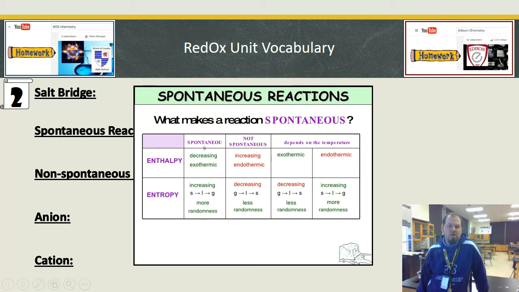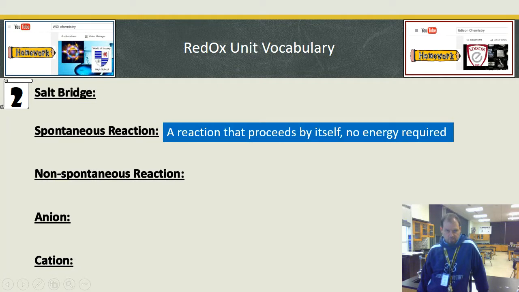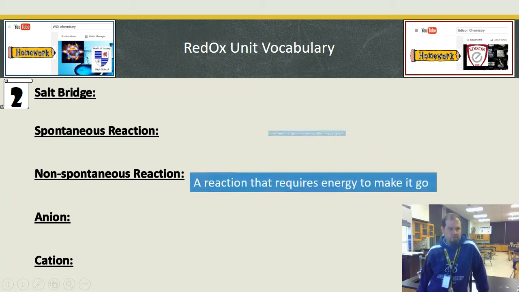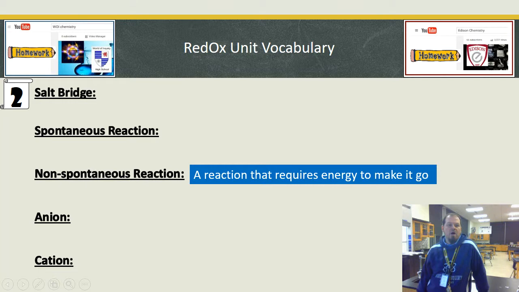Spontaneous reactions go all by themselves. It doesn't need energy to get it up over the hill. It just goes all by itself, and Table J will show us why. The reactivity of metals. Non-spontaneous requires energy to make it go, and this is in the electrolytic cells that need a battery.